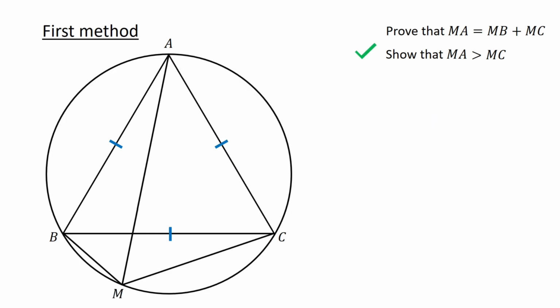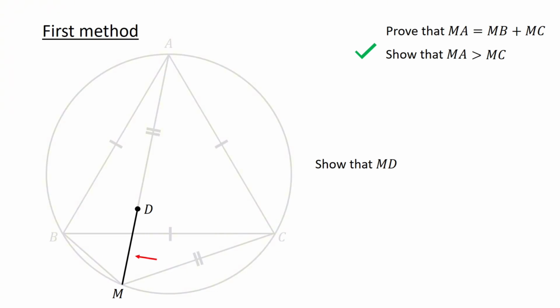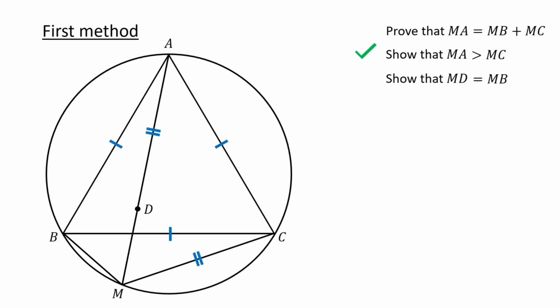Since MA is greater than MC, let's define a point D on the line segment MA such that DA equals MC. With this definition, proving that MA equals MB plus MC then amounts to showing that MD, which is the length of this line segment, equals MB, which is the length of this line segment. Next, connect B to D.